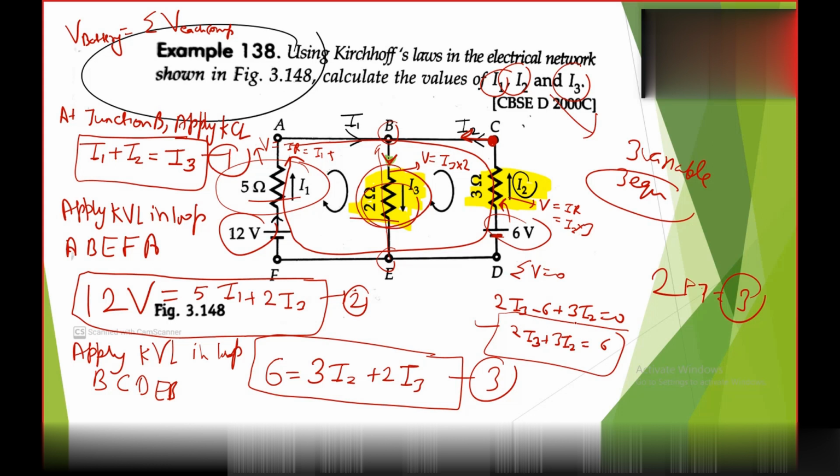Let's see, we'll get the first value. I've given you the hint what you have to do. Change your equation number, equation 2 and 3 in terms of I1 and I2 only. You can replace I3 from equation number 1.